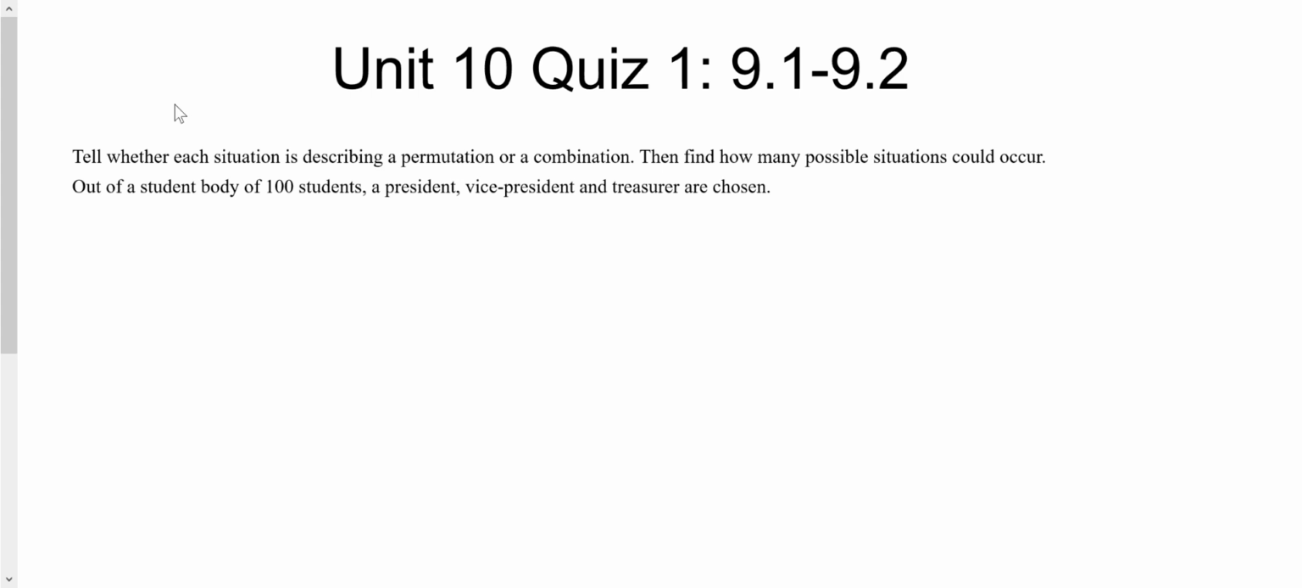So the first question that I have here is tell whether each situation is describing a permutation or combination. Then find how many possible situations could occur. So remember, permutation, order matters, combination doesn't make any difference. So here we have, out of a student body of 100 students, a president, vice president, and treasurer are chosen. So our first answer for this is going to be a permutation.